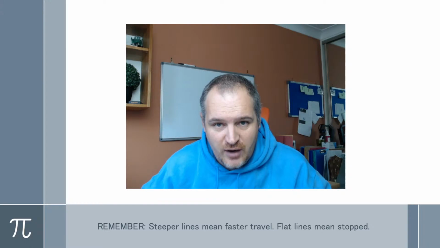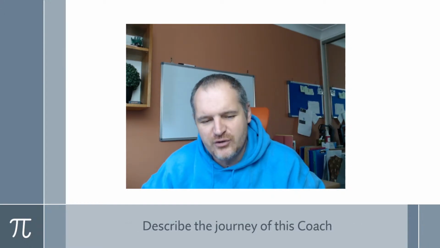So in these graphs, here's another one. What we now need to do is describe what this coach is doing. So a coach is travelling on the road, and we would need to think, well, what is this coach doing? I think there are 5 phases to this coach journey. Between the first hour, I think it travels 40 miles.